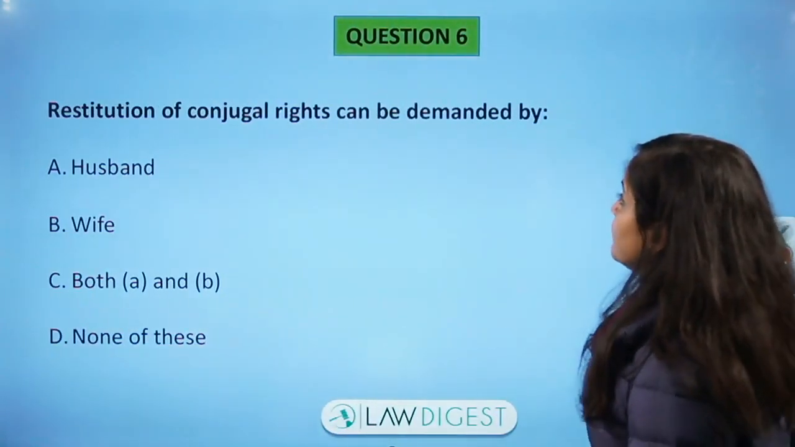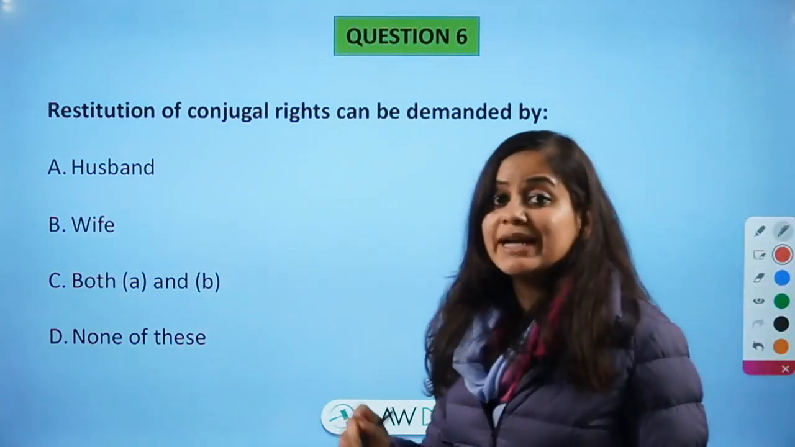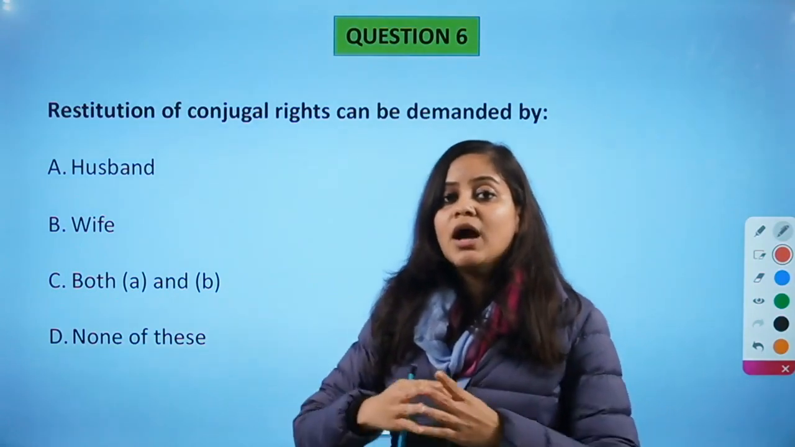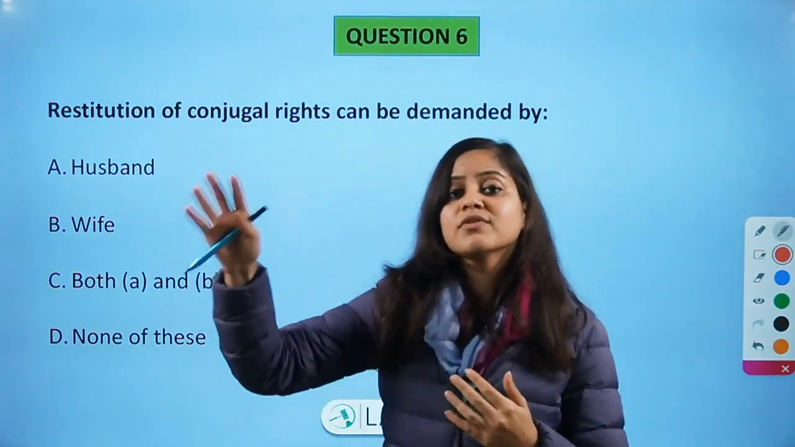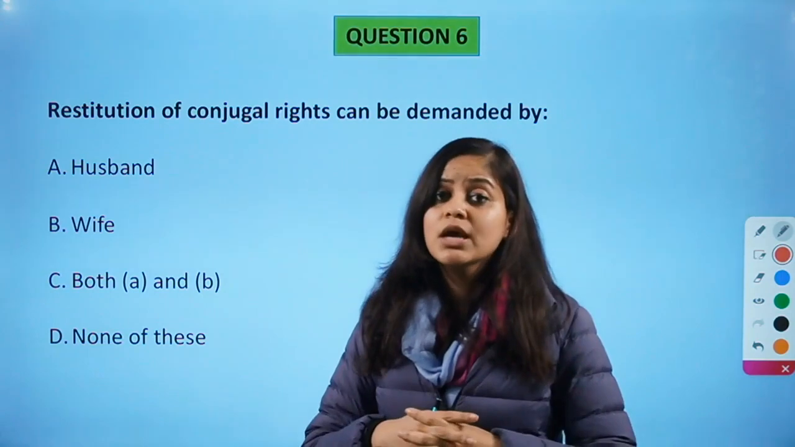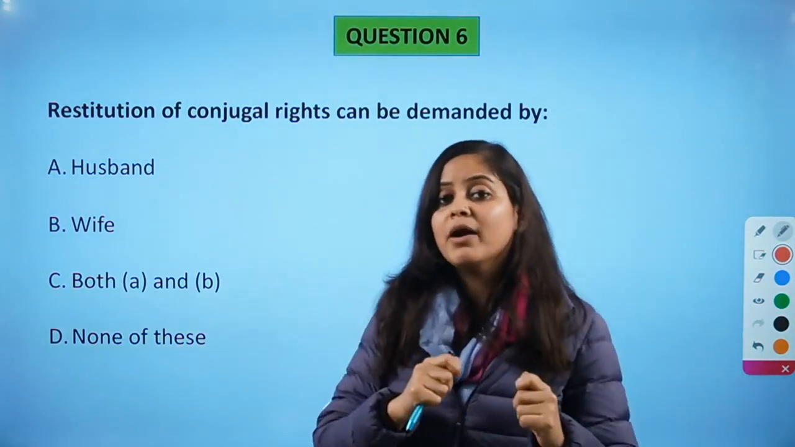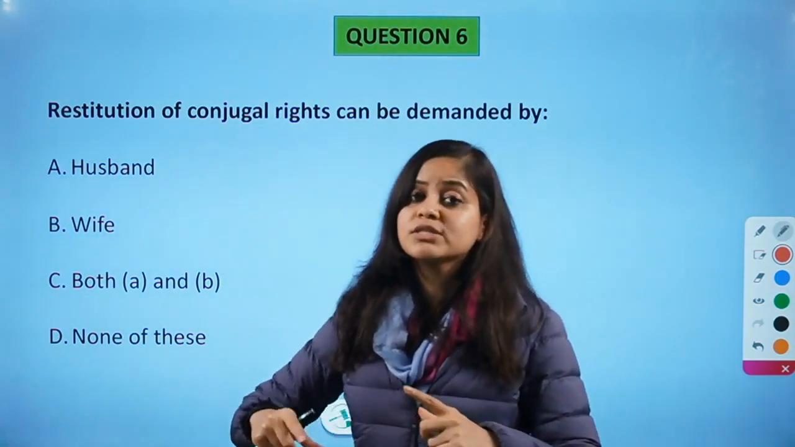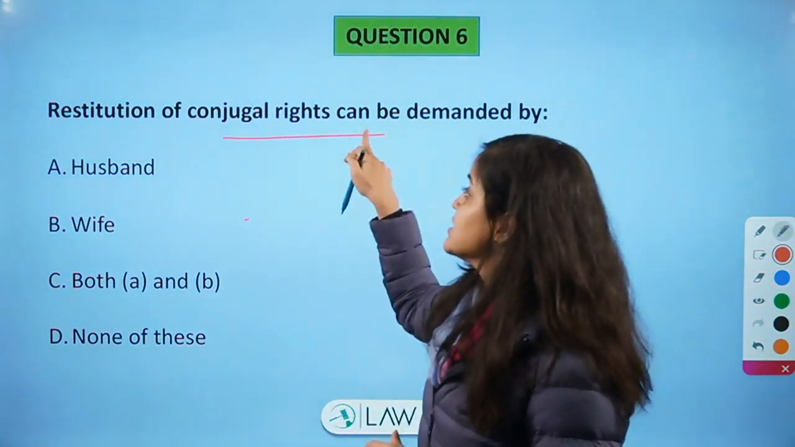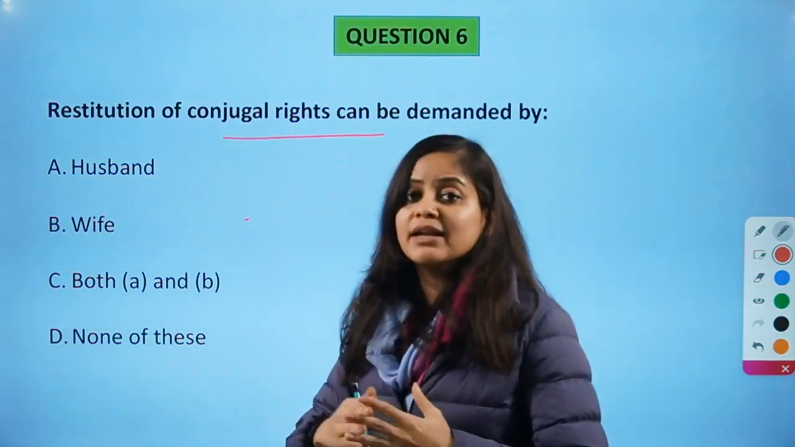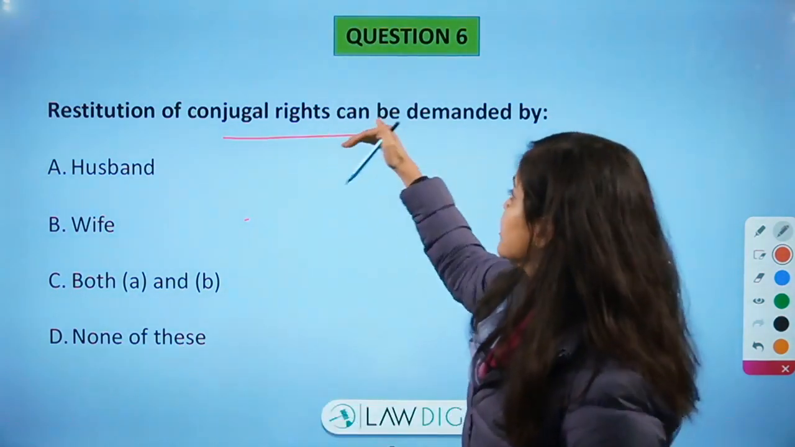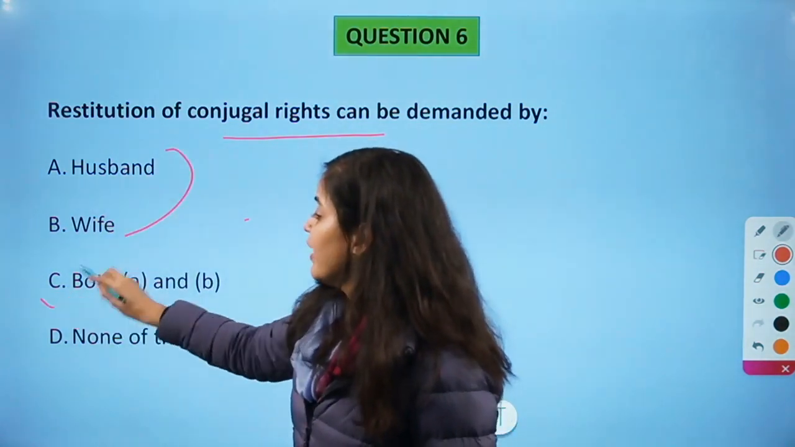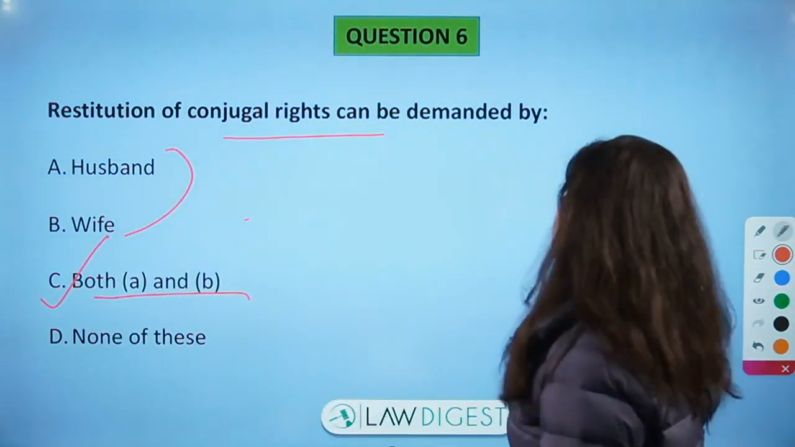Moving on to the next one, restitution of conjugal rights can be demanded by whom? So sometimes what happens is that either the husband leaves the house or the wife leaves the house. Then in that case, the other partner who's remaining, he can seek the remedy from the court that he wants restitution of his conjugal rights because a marriage took place and the person needs to come back. So restitution of conjugal rights can be demanded by both husband and wife. Therefore option C is the correct answer.